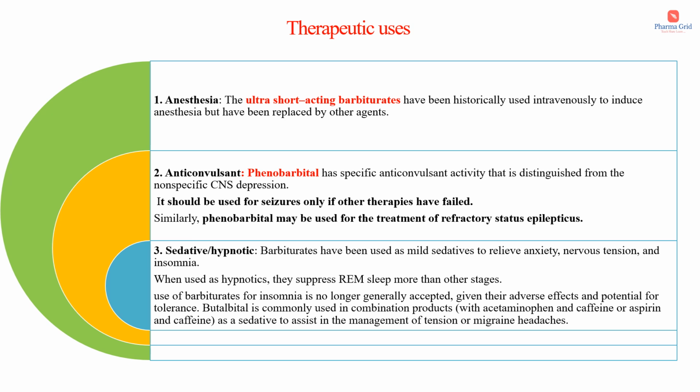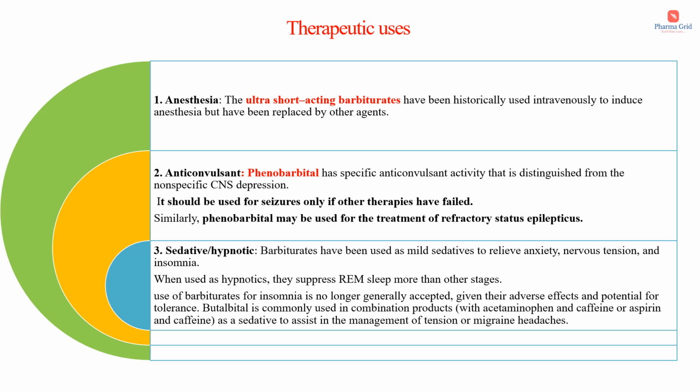The second use is anticonvulsant action. Phenobarbital has specific anticonvulsant activity that is distinguished from the non-specific CNS depression. It should be used for seizures only if other therapies have failed. Similarly, phenobarbital may be used for the treatment of refractory status epilepticus.